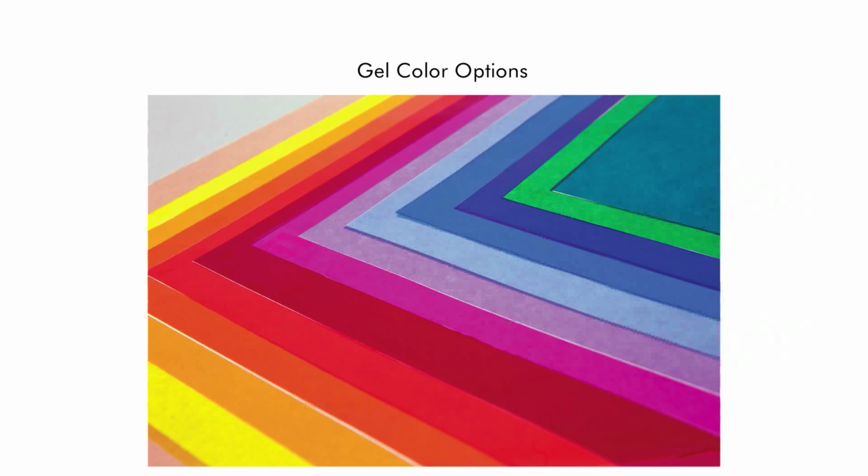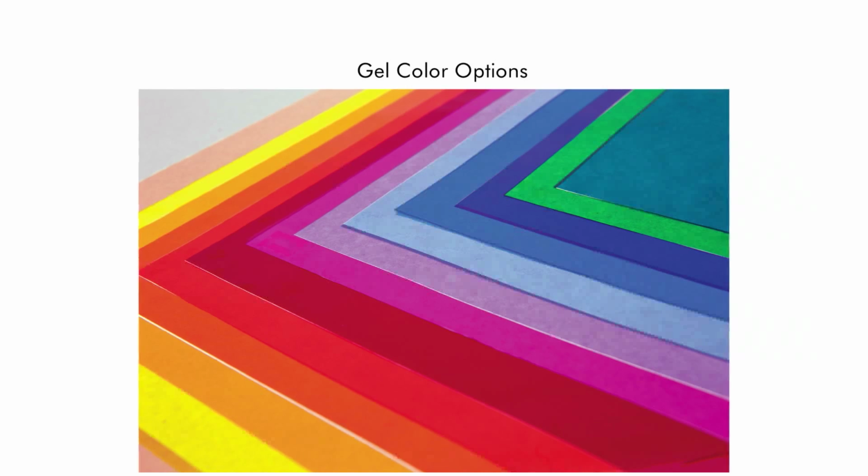Gels are thin sheets of colored acetate that are placed over the flash head to change the color of the light coming from it. CTO in the name of the gel used for the last shot stands for Colored Temperature Orange. The half designation indicates the intensity of the color.